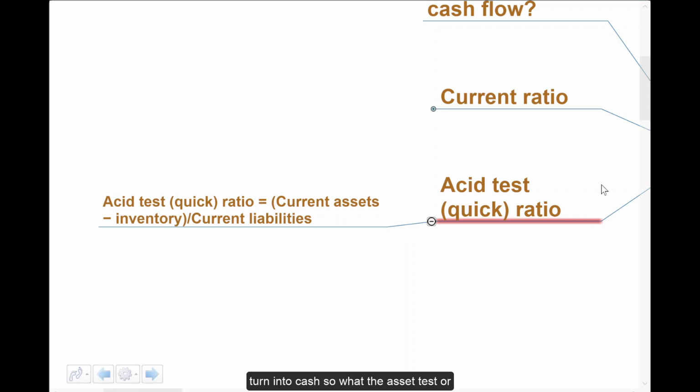So what the acid test or quick ratio does, it gives us a mechanism to say, well, listen, based on our cash flow, let's say if we excluded inventory, are we still covering our current liabilities? Well, no, we're not. That's a problem. So these two ratios are the same. One just excludes the value of inventory and maybe gives a little bit more heat to the sauce.